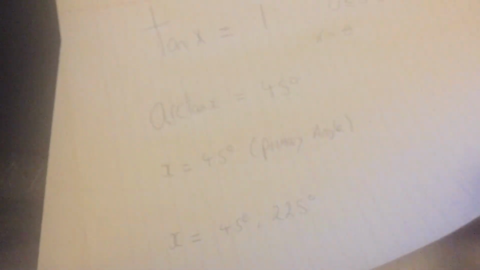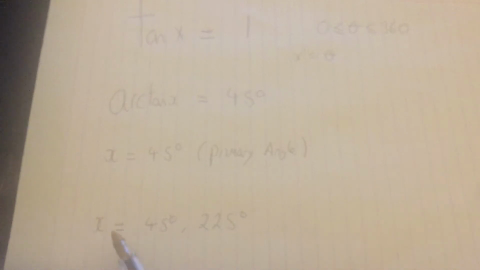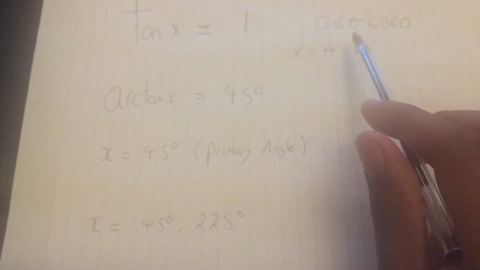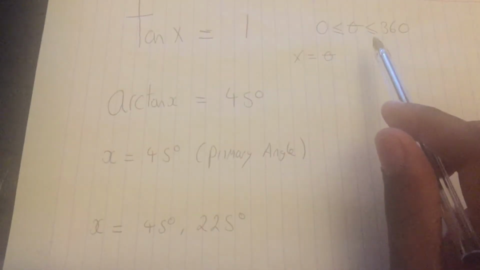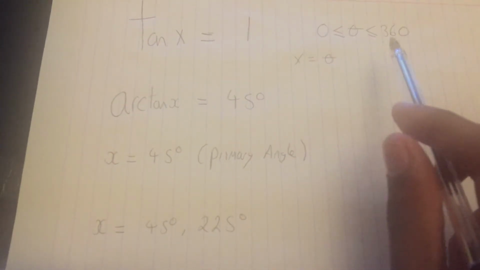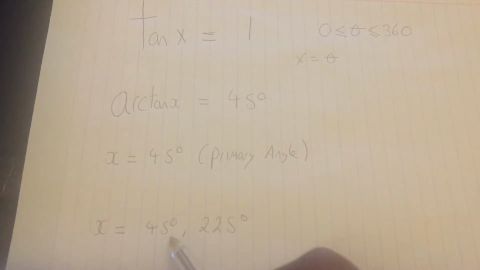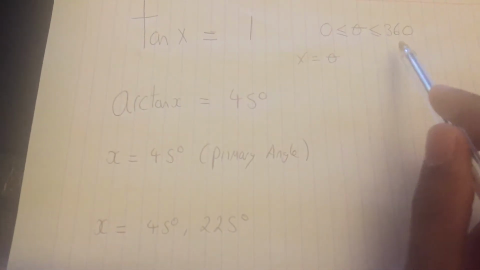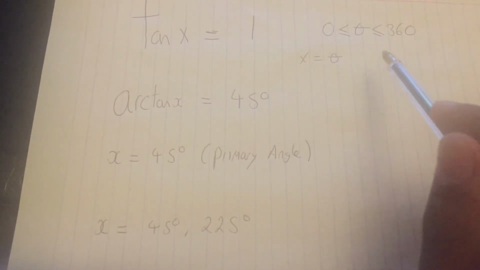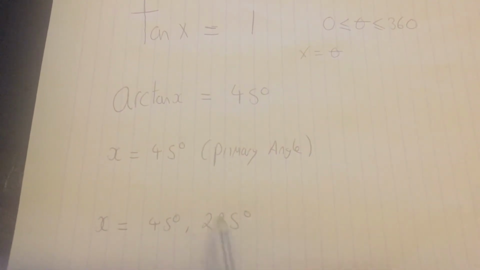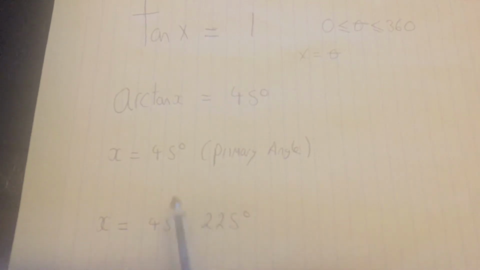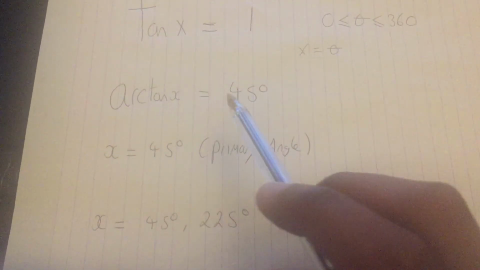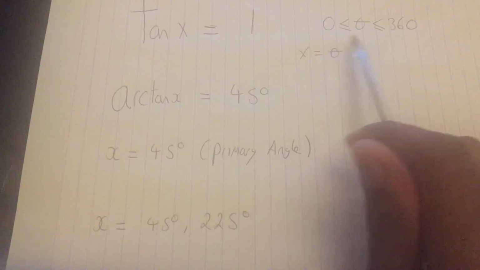So if we go back to the actual question, we have two values, so x would equal 45 degrees or 225 degrees. So basically, if we add another 360 to 45, we'd go over the value of 360. So that would be out of bounds. So we're only left with these two values, which is our final answer. And now we have these two values between 0 and 360.